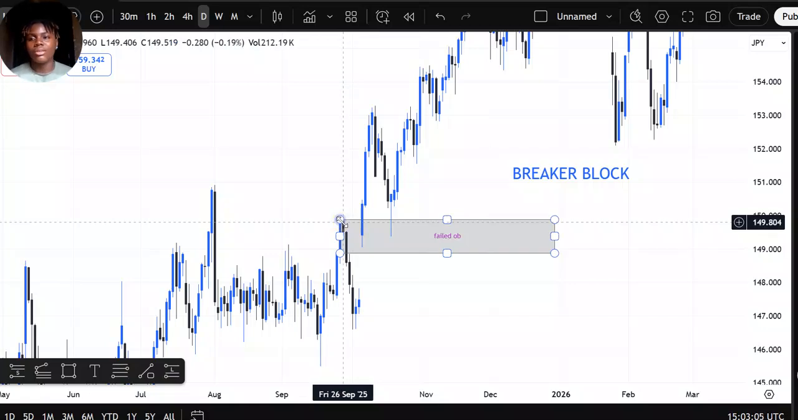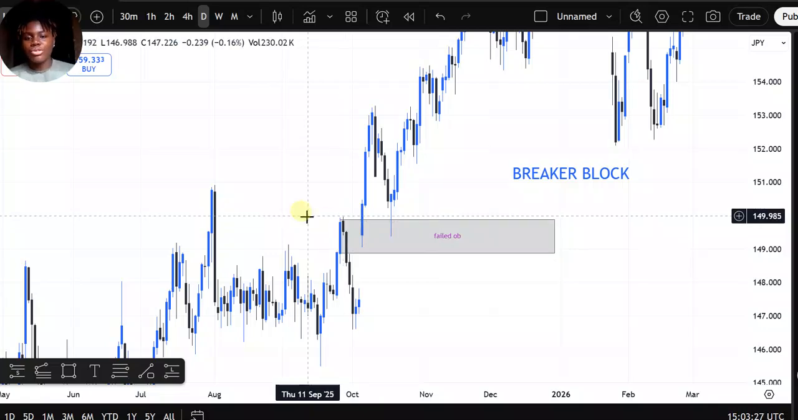It's the same as the order block, but the difference is that with an order block, once it gets tapped into, price just continues the trend. But with a breaker block, once price breaks past the order block, it's usually a market structure shift, a change of trend. You already know there's a different trend now.